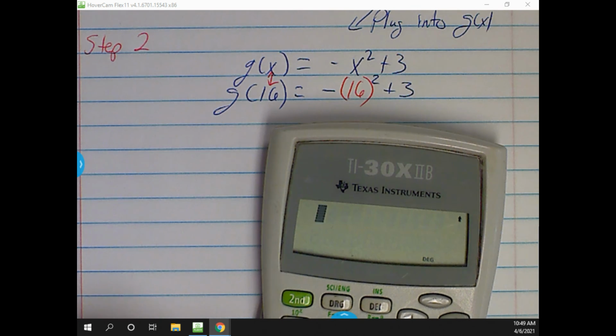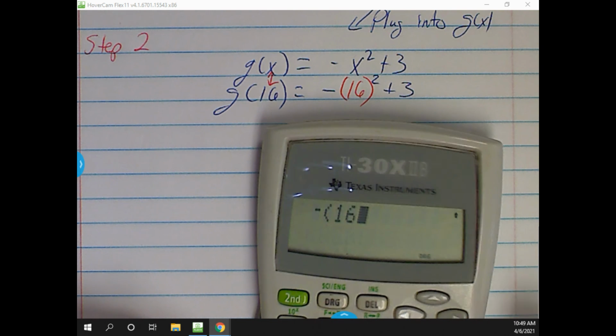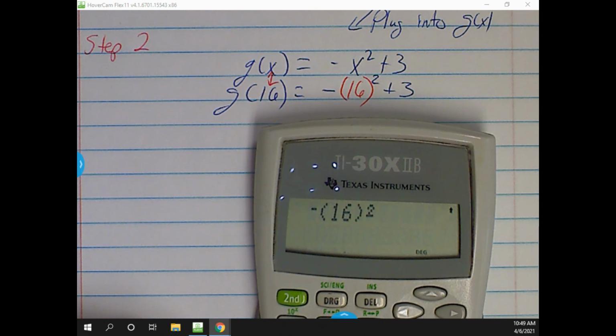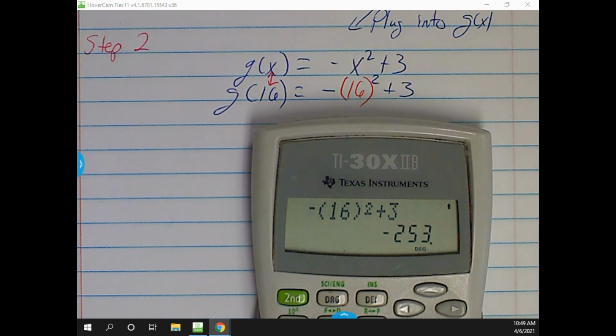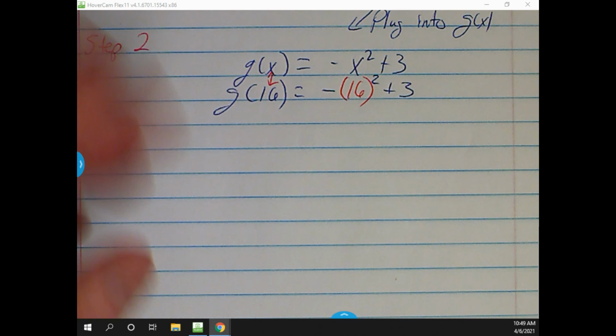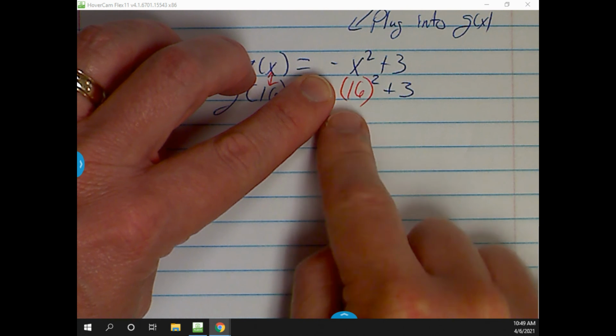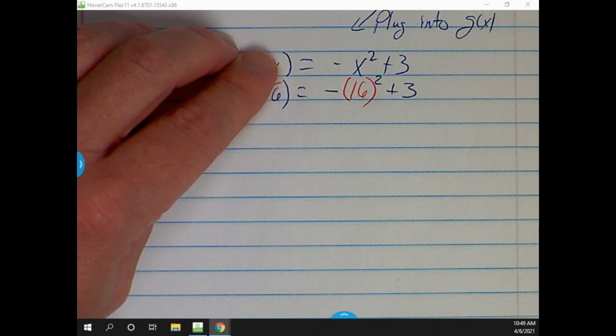So if we do the negative of 16 squared plus 3, we're going to get negative 253. Because if you go through the order of operations, you're doing 16 squared first, and then you go back and put the minus sign in front of it.